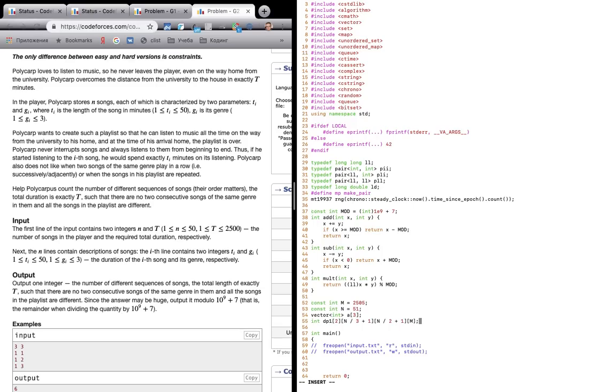We can choose the first and second genre to be the ones with the smallest and second smallest number of songs. Then it will be no more than n divided by 3 for the smallest, and no more than n divided by 2 for the second smallest. This is so small, but okay.